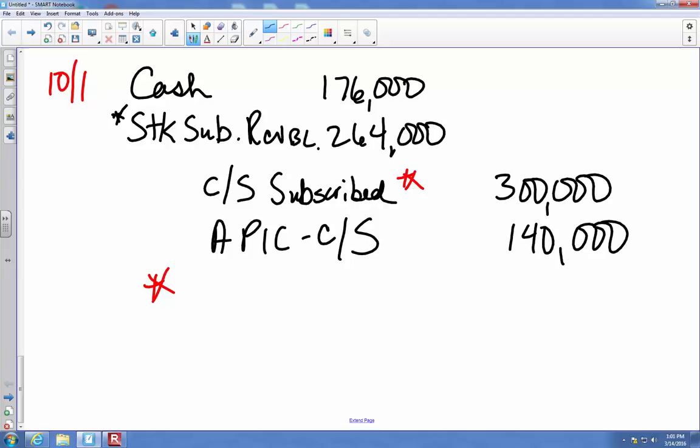So the next transaction, go ahead and see if you can make number 2 and 3. The next one, I get half of the money they owe me. And then number 3, I get the other half of the money they owe me, and then I'm going to swap this common stock subscribed out for common stock.